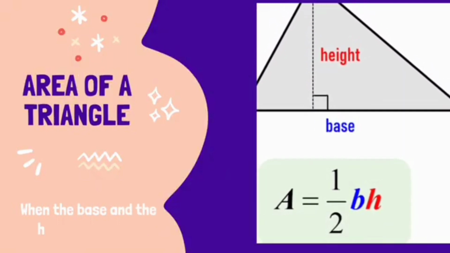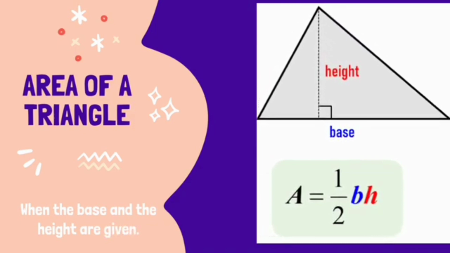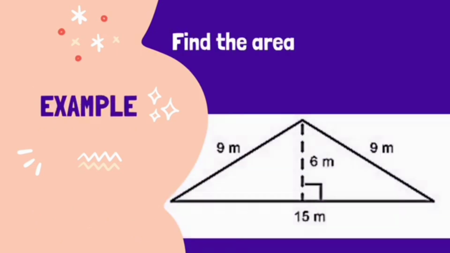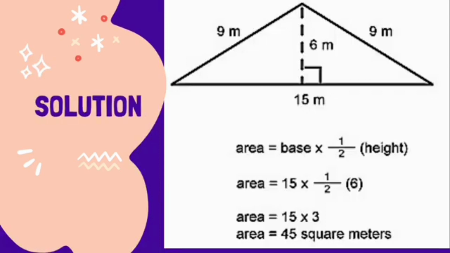The formula for the area of a triangle is half times the base times the perpendicular height. Let's see our next example. Find the area of the triangle shown below. The area of the triangle is half times the base, which is 15 meters, times the height, which is 6 meters. From calculation, the area of the triangle is 45 square meters.